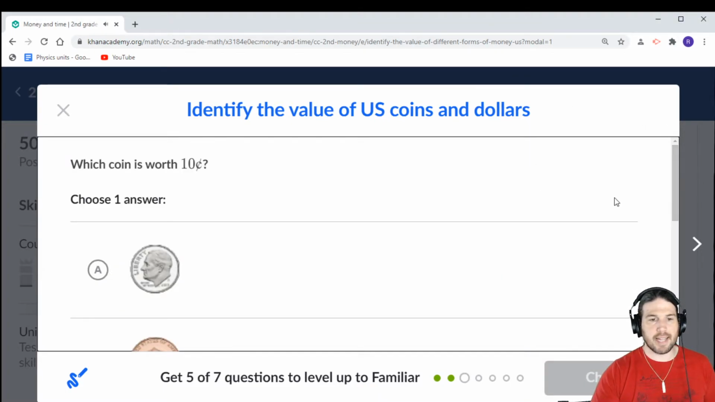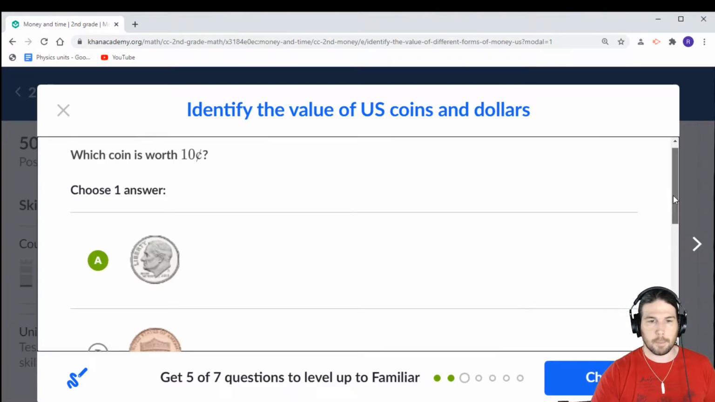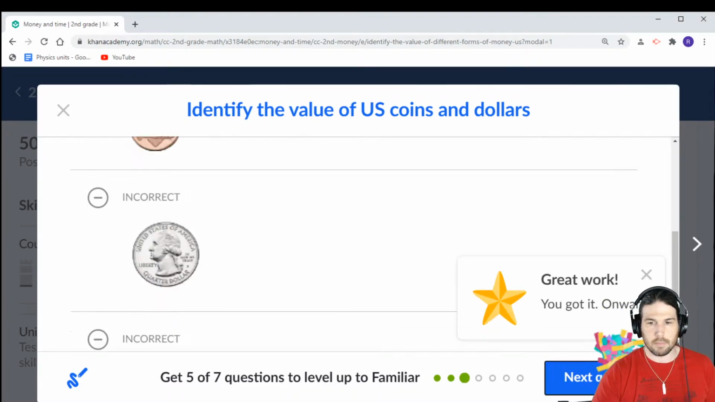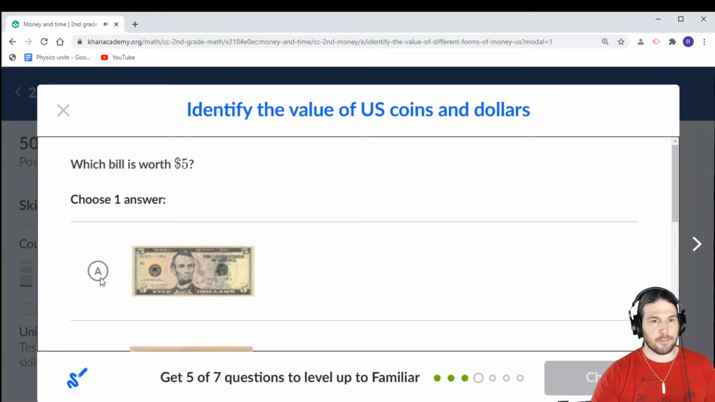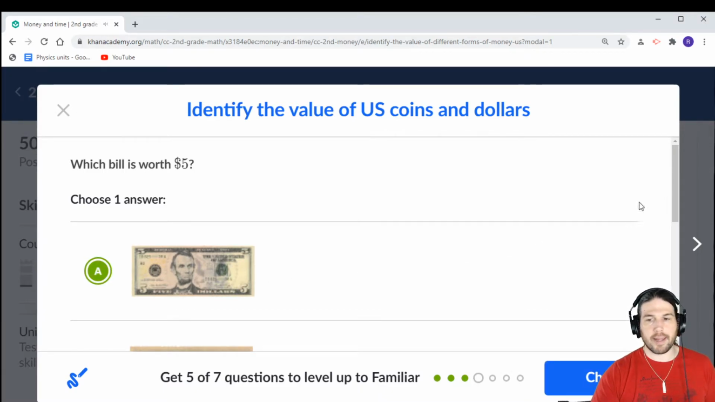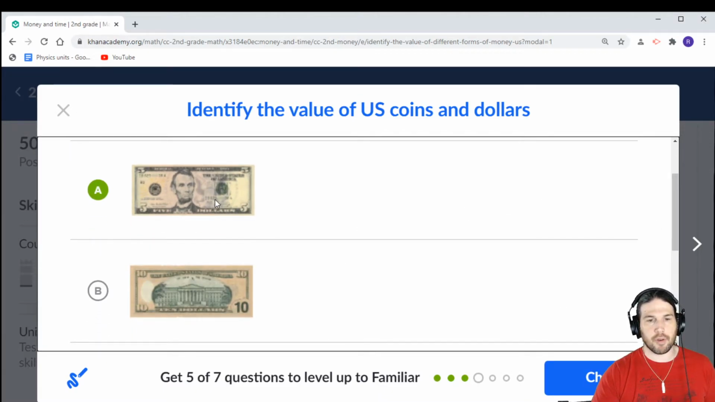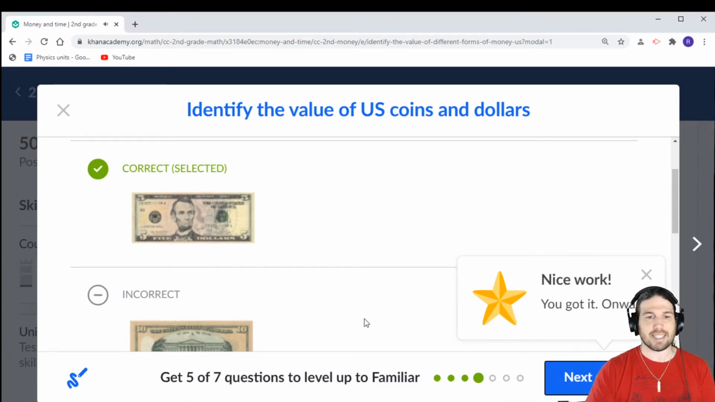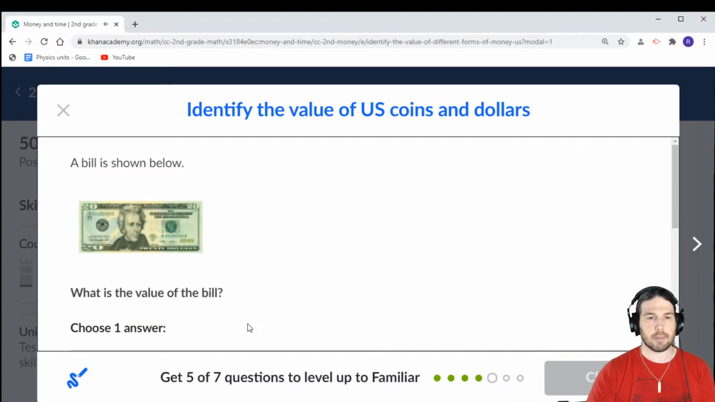Which coin is worth 10 cents? Well, that would be the dime. Which bill is worth $5? Look at the, it's interesting. The pictures of the dollar bills are very, very low resolution, and I imagine that's on purpose, both to dodge legalities and to make sure nobody misbehaves.